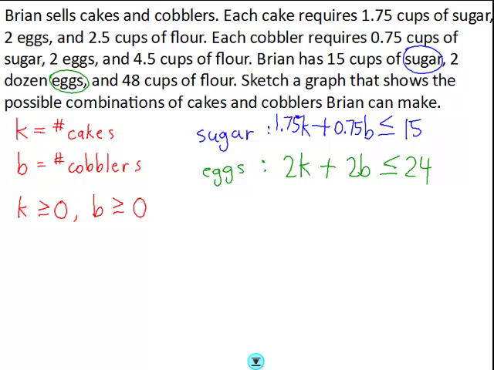And then finally, let's talk about how much flour. He's only got 48 cups of flour. So I'm going to add how much he uses for the cakes, plus how much he uses for the cobbler, and that's going to have to be less than or equal to 48 cups. He's using 2.5 cups for every cake, so that's going to be 2.5K. For each cobbler, it's going to take 4.5 cups. So 4.5 times B gives us the total number.